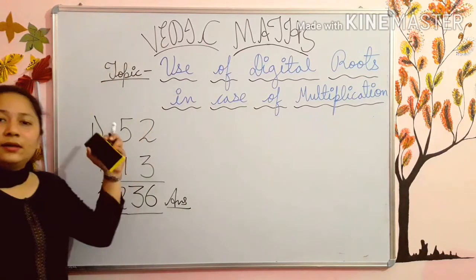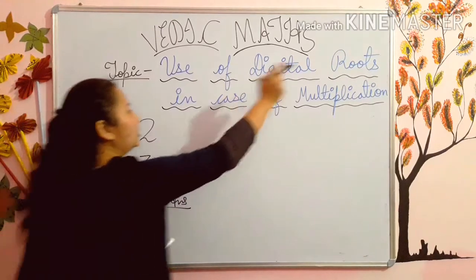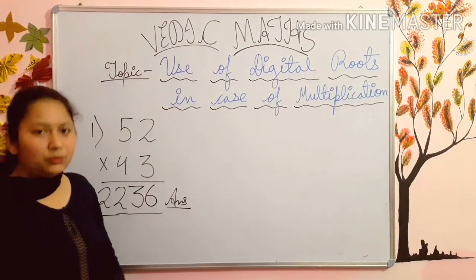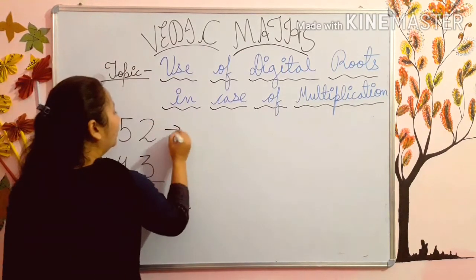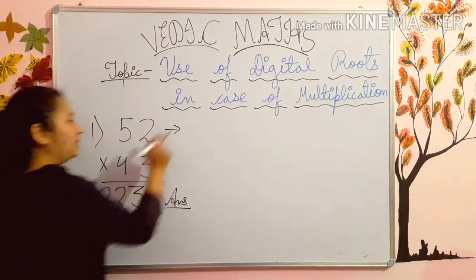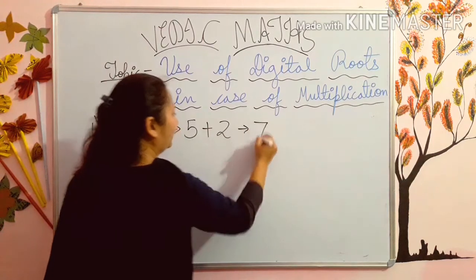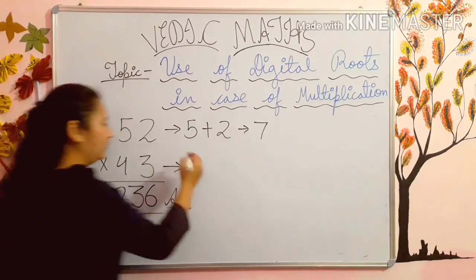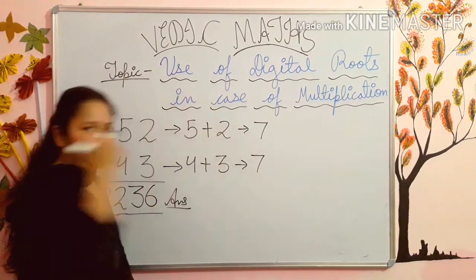Now kids, let's move to our today's topic, which is digital roots in case of multiplication. Now multiplication we have done. Now find the digital root of the first number. 5 plus 2, 7. 4 plus 3, 7. How to find the digital roots you already know.